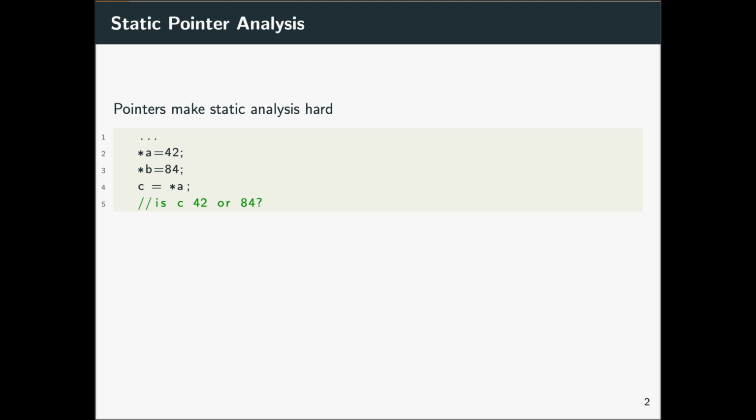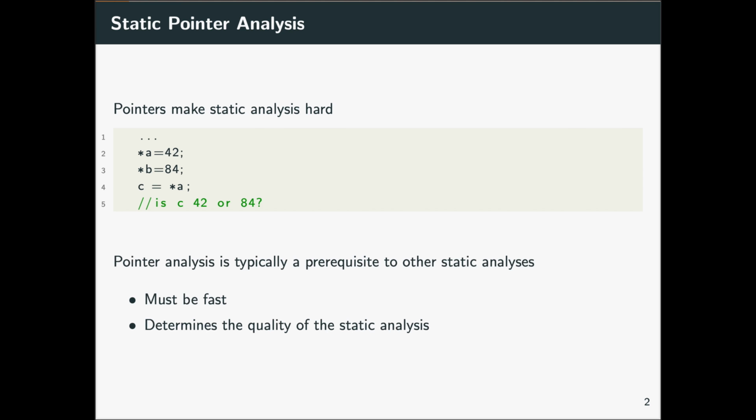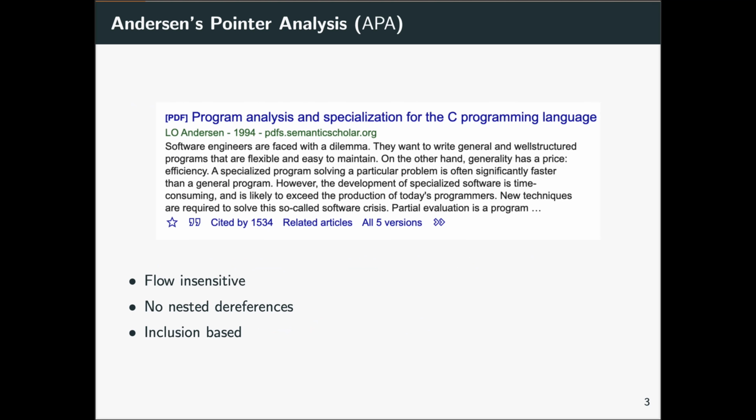Because of such effects, pointer analysis is very often a first step in the analysis pipeline, which means that it has to be fast but also precise, as the quality of the overall analysis depends on the precision of the pointer information. Now, as usual in static analysis, pointer information can be modeled at various degrees of precision.